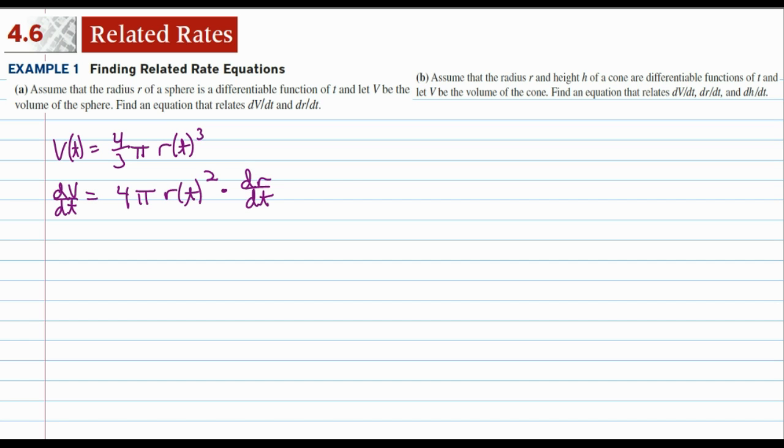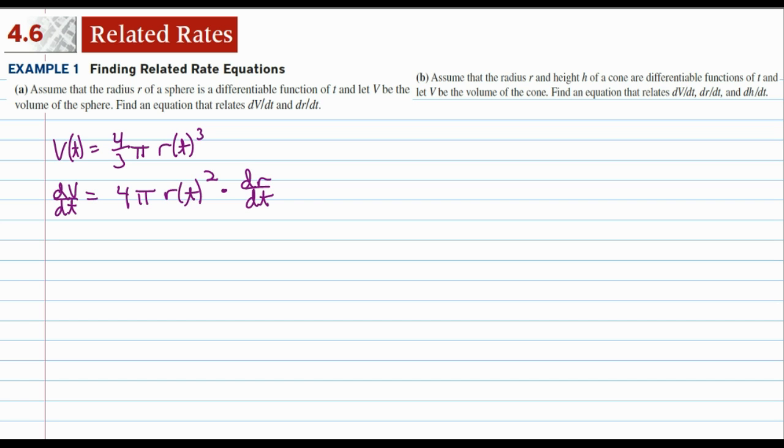Part B, assume that the radius r and height h of a cone are differentiable functions of t. So you've got r of t and h of t, and let v of t be the volume of the cone. So you've got v of t as well. Find an equation that relates all three of them, dv/dt, dr/dt, and dh/dt. So we're going to see how the change in volume, change in radius, and change in height are all related.